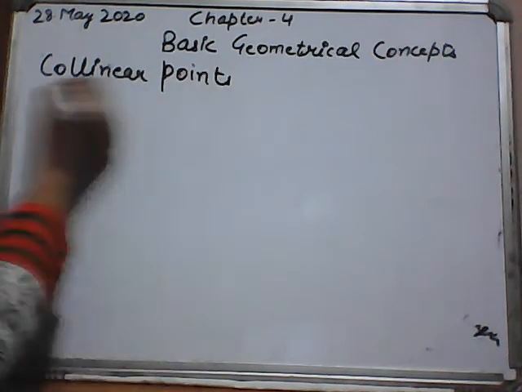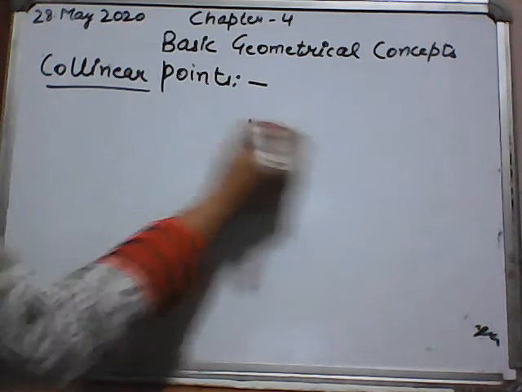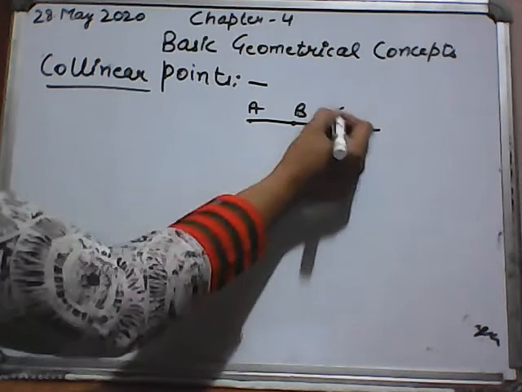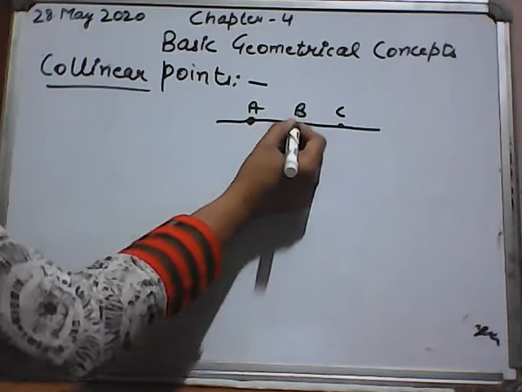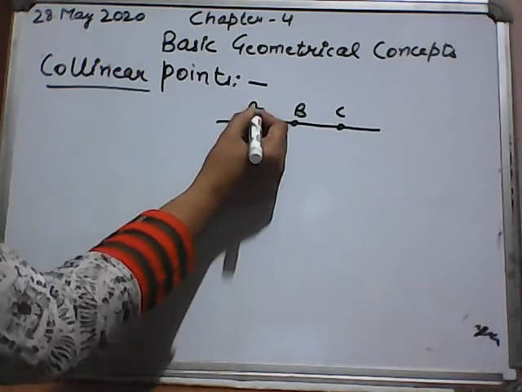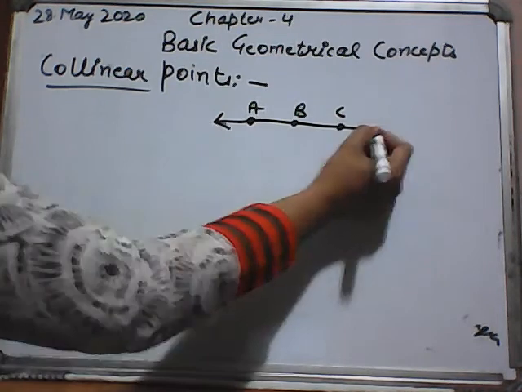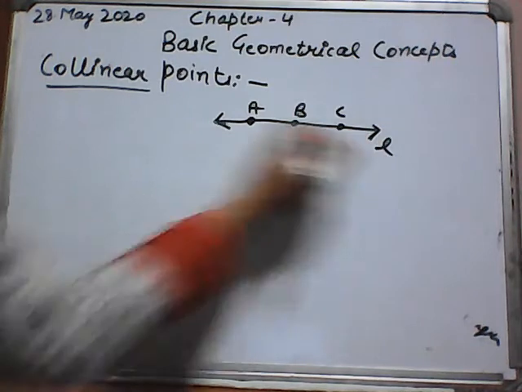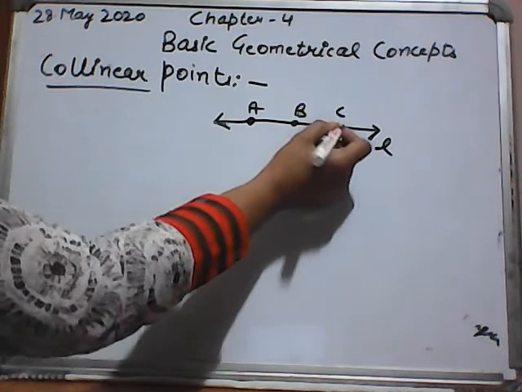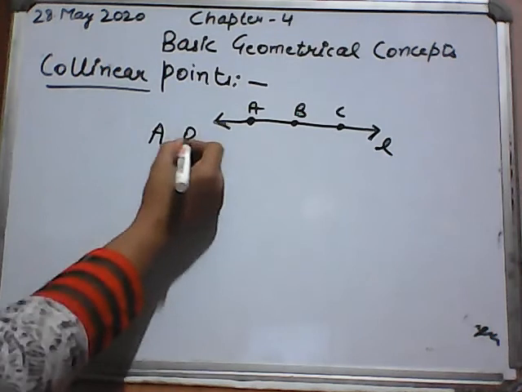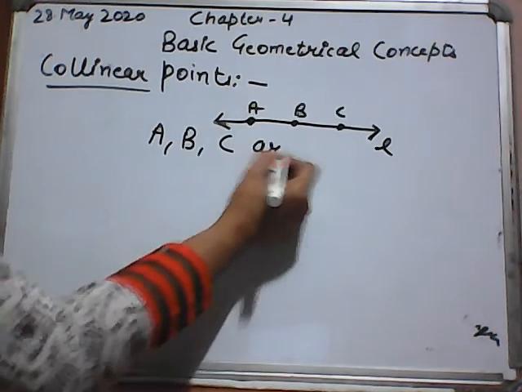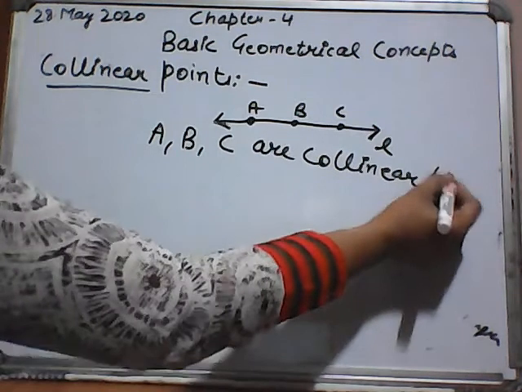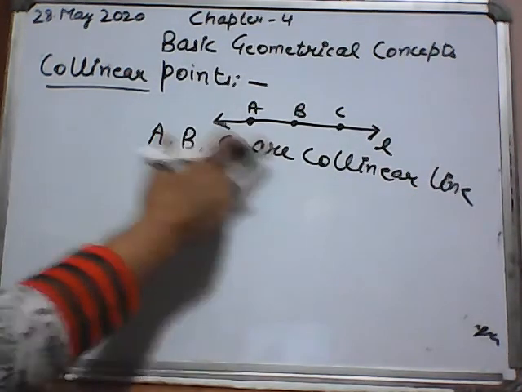Collinear points are points that lie on the same line. If I draw here points A, B, C, points are represented by dots and named by capital letters. This is line L, and that's why we put arrowheads on both sides. Here point A, point B and point C lie on the same line. So we can say A, B, C are collinear points as they lie on the same line. When points lie on the same line, they are known as collinear points.